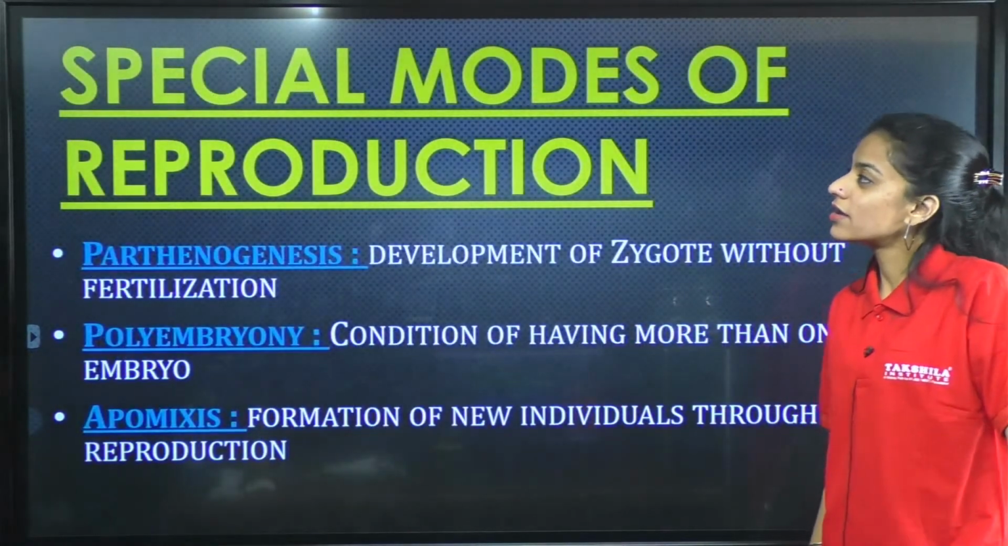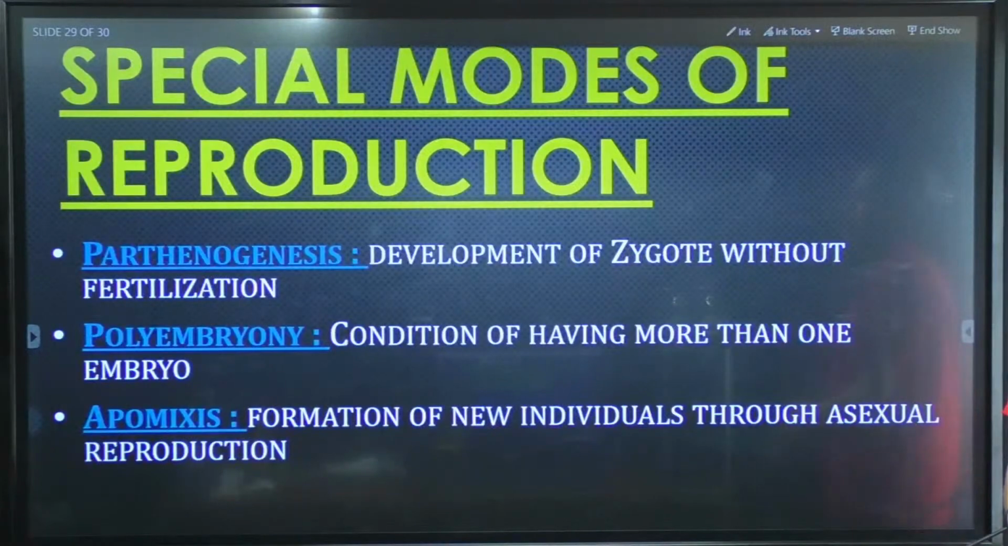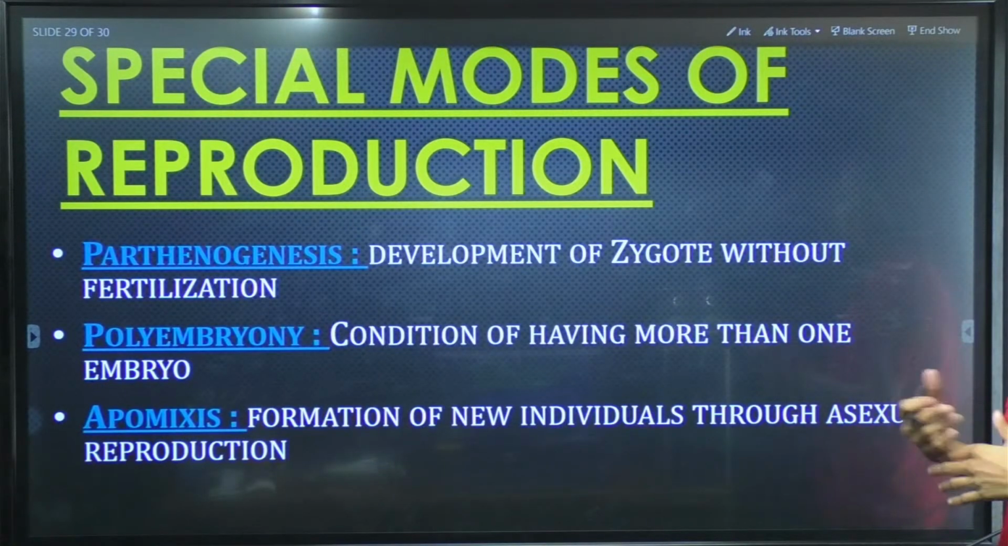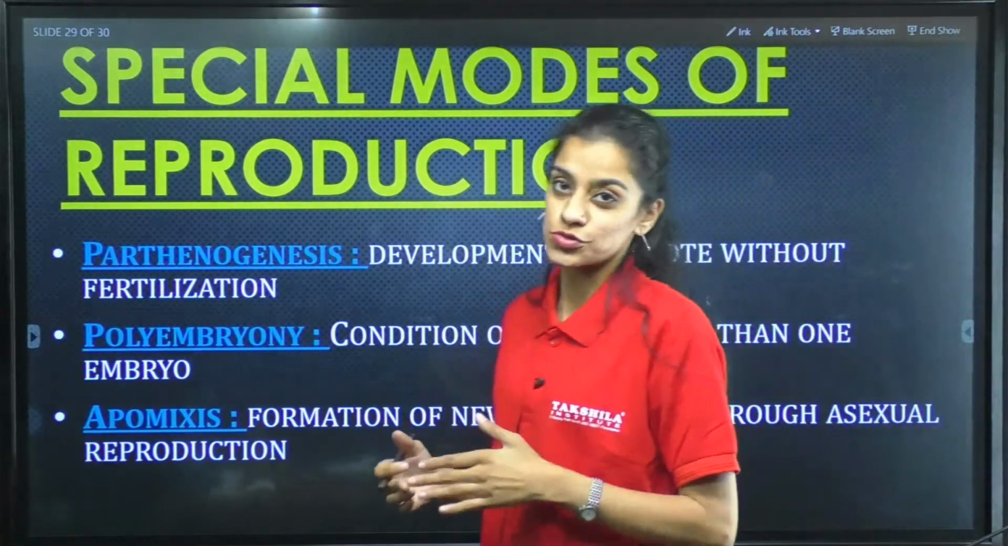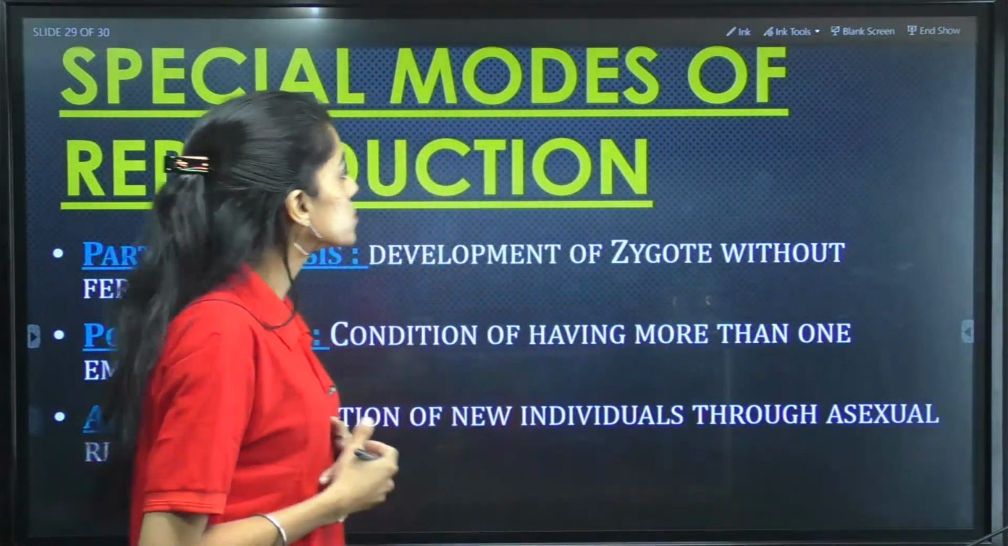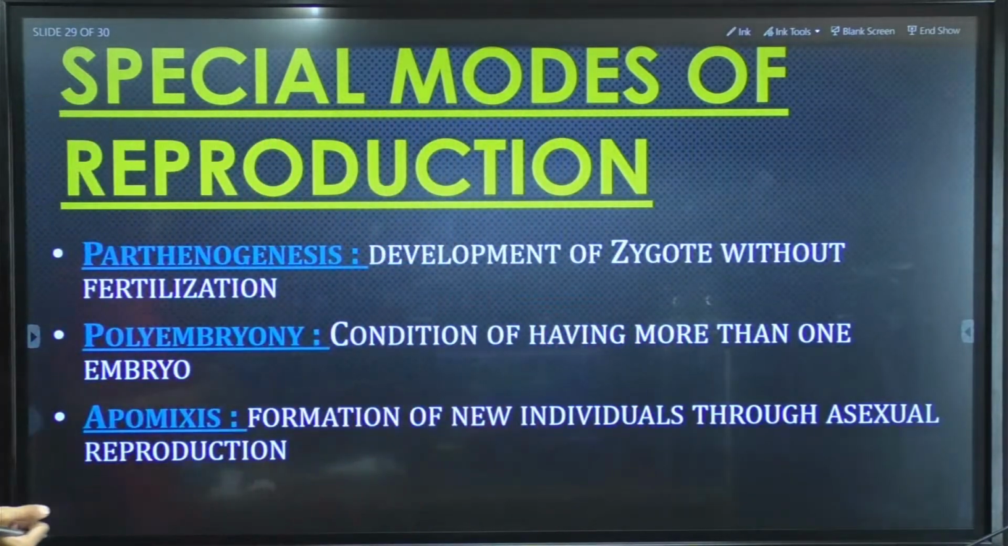Now there are other special modes of reproduction. With this you complete the sexual mode of reproduction also. Right. Then we come to some other special modes of reproduction that include parthenogenesis, polyembryony, and apomixis. So first come to parthenogenesis.